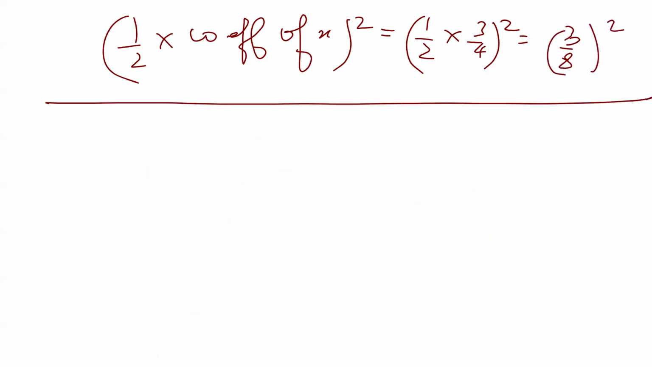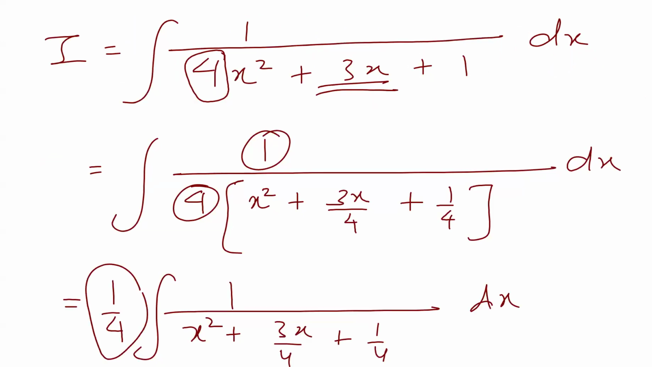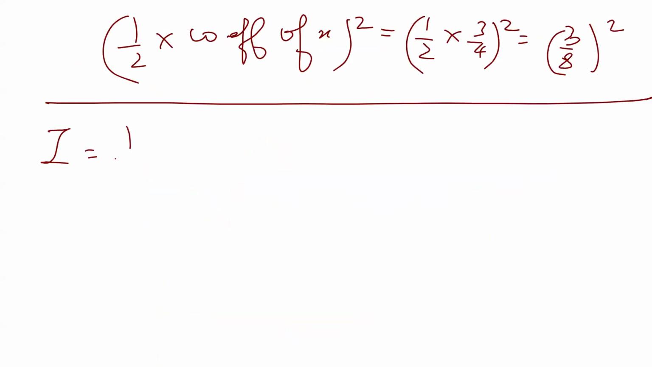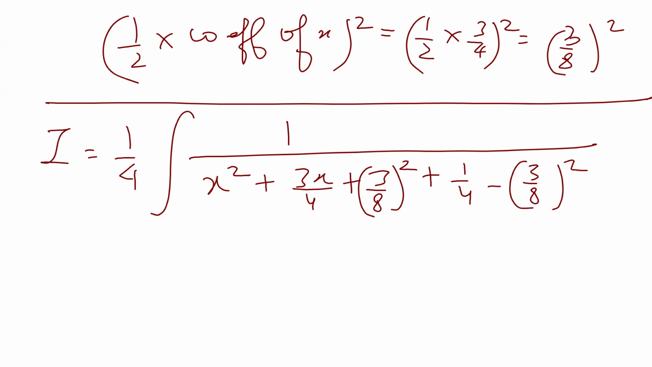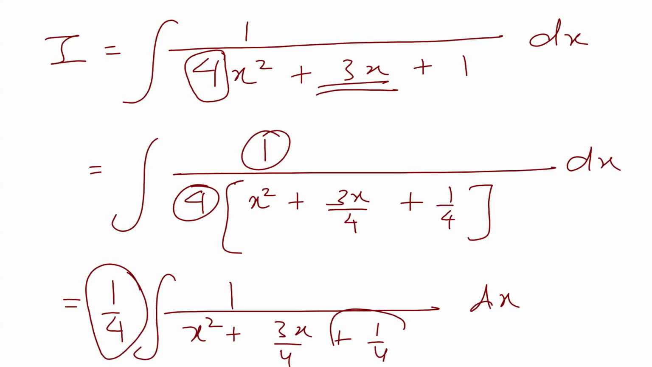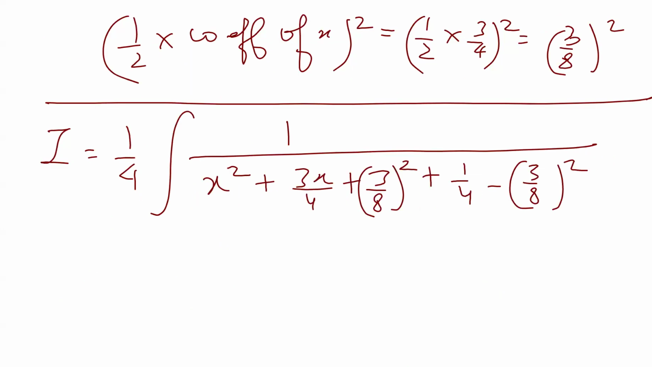Okay. So integration, 1 by 4, I'll write it as it is. 1 by 4 integration of 1 upon x square plus 3x by 4 plus 3 by 8 the whole square plus 1 by 4 minus 3 by 8 the whole square. So I'm placing this 3 by 8 the whole square before the constant as positive and after the constant as minus. It is always positive first and then minus. Now the first three terms.